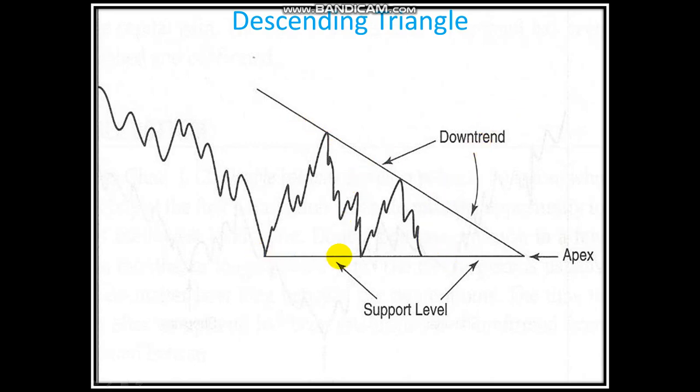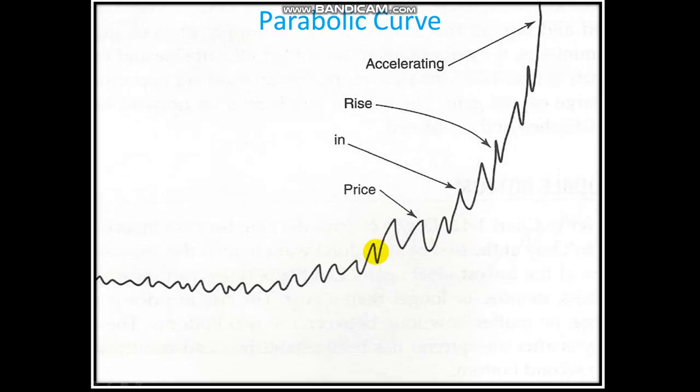Descending triangle is the complete opposite. You have two trend lines established, the support level, you have your downtrend formed, and this is usually a continuation pattern, and you have this apex here, and you're going to watch out if it can get to this price and continue downtrend, or there will be a trend reversal, which if there's a trend reversal, you would want to cover your short.